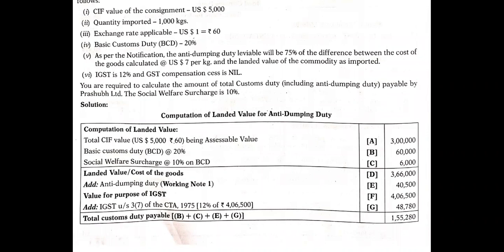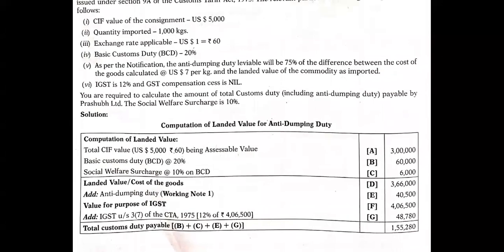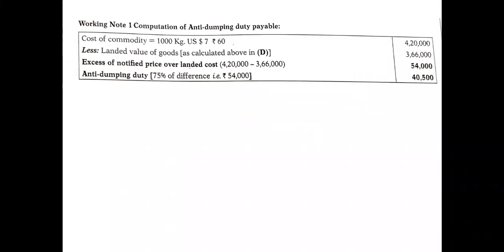Then now, anti-dumping duty. We need to calculate anti-dumping duty. For that, we go to working note number 1. How do we calculate the working note here? The cost of commodity is 1,000 kgs, at 7 US dollars and in Indian rupees it is 60. First you convert that into US dollars and then Indian rupees. So you will get 4,20,000 rupees. This is the commodity value.